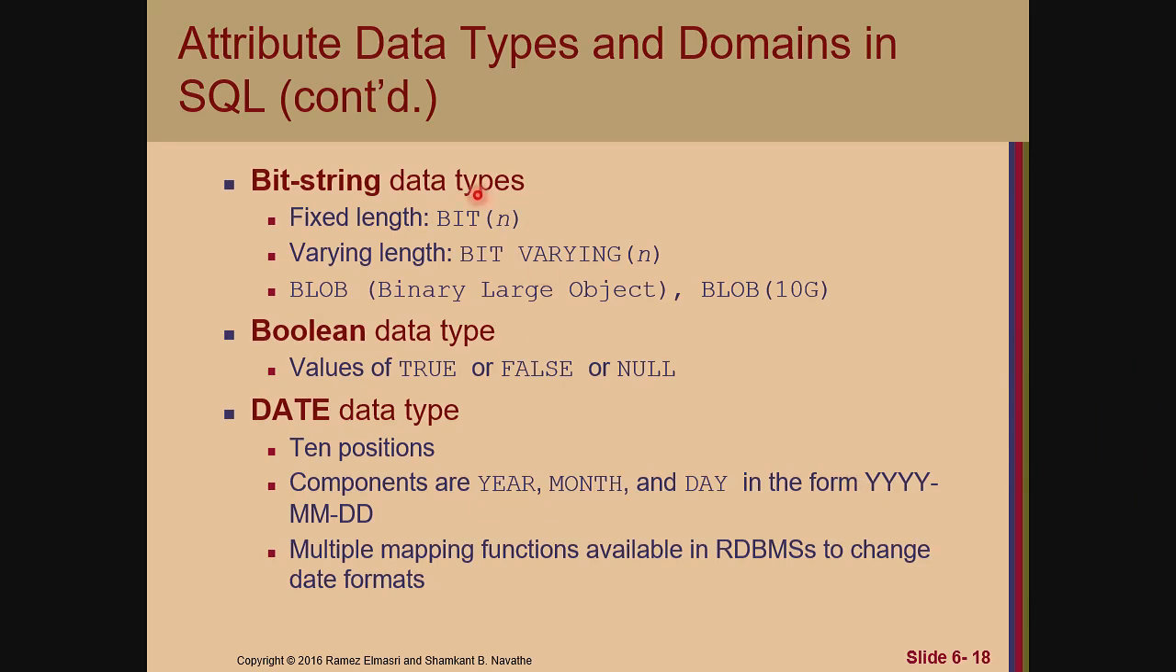And also we have bit string, 0 and 1, right? And we also have blob. This one is binary large object. You can store the data, and here they said 10 gigabit. When you want to store the image, store the video or multimedia or the other document, you can store the data using blob. And also we have boolean, date.